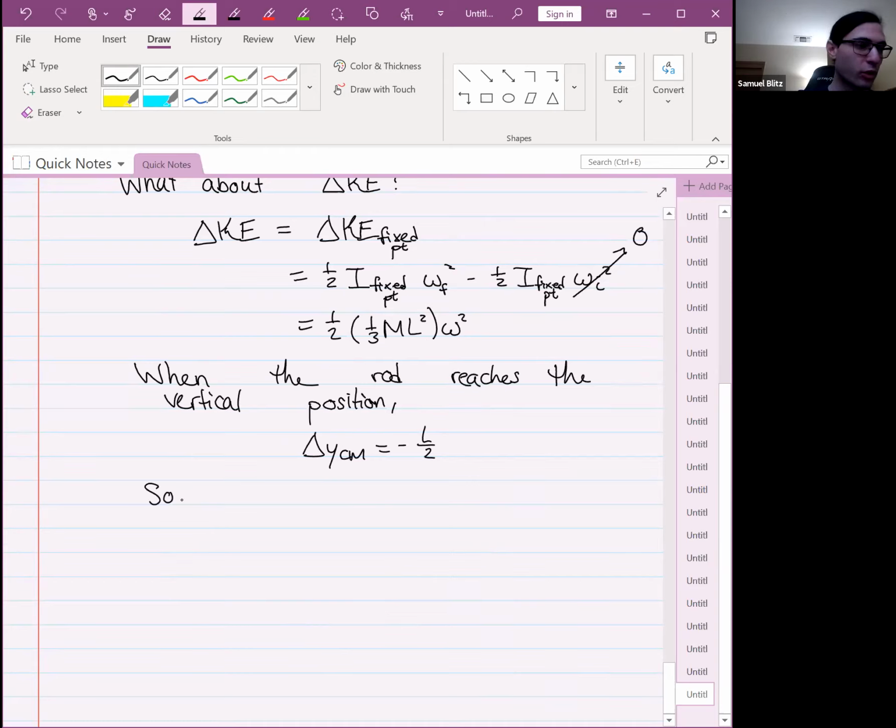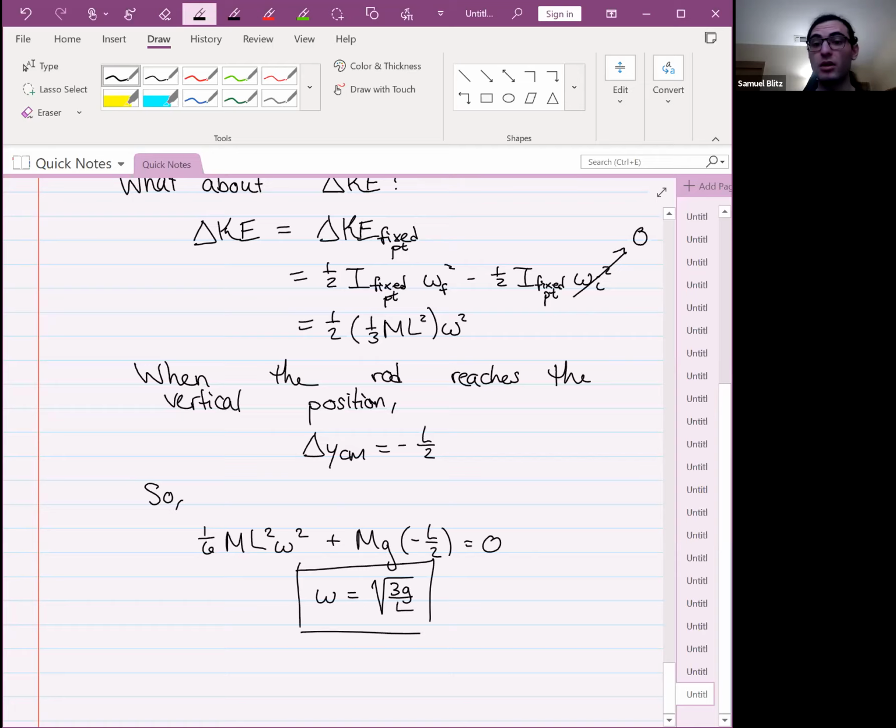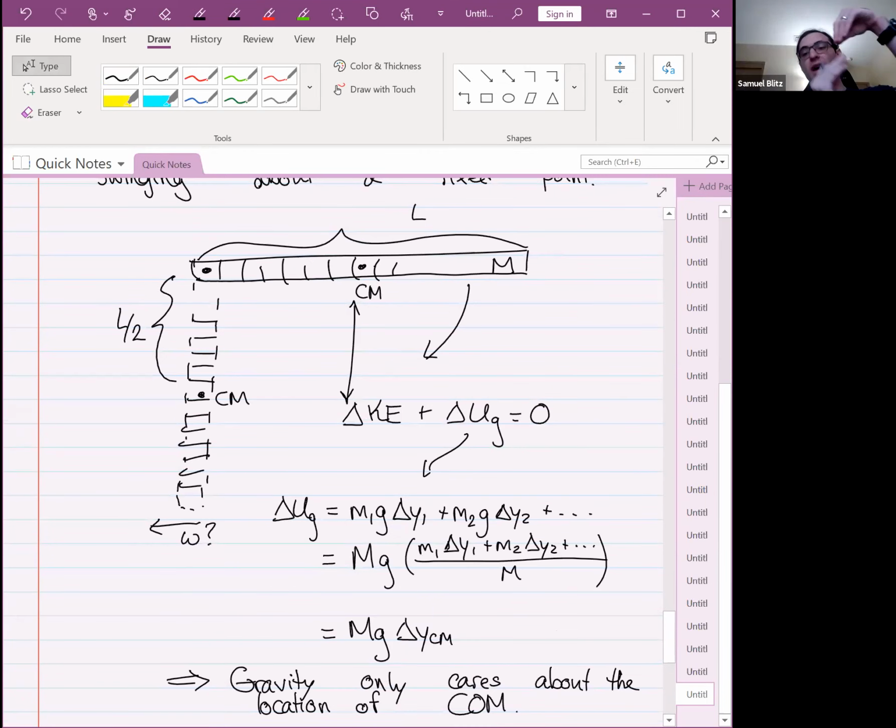So we're almost done. We have 1/6 m L squared omega squared, that's from the change in kinetic energy, plus mg times minus L/2 equals 0. And so we can just solve. We get that omega squared is 3g over L. And that's the angular speed that the rod will be swinging at by the time it gets to the bottom. And then you could figure out how fast it's swinging when it's at a 45-degree angle and so on.